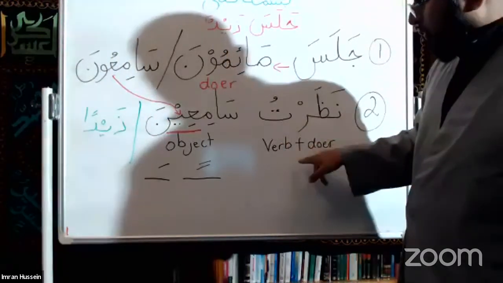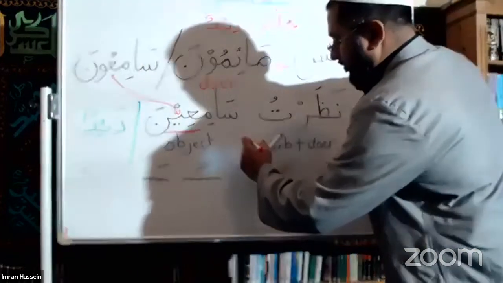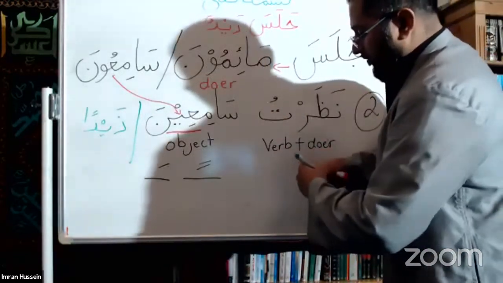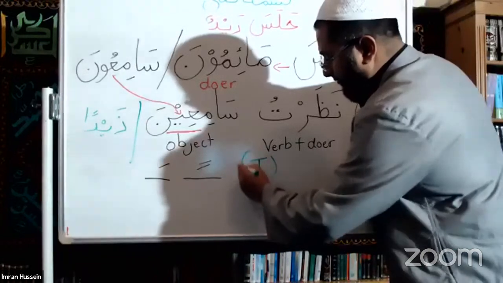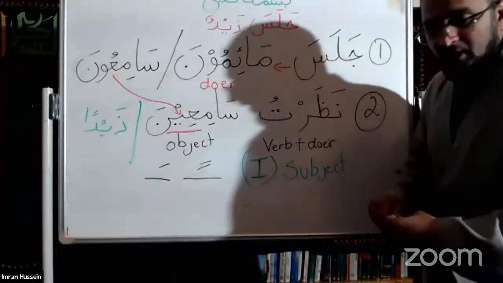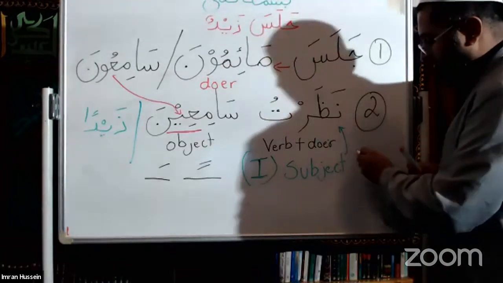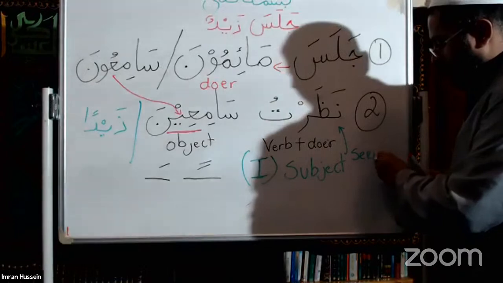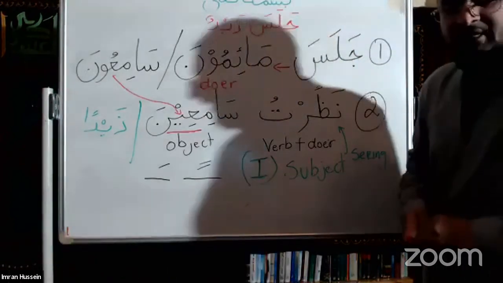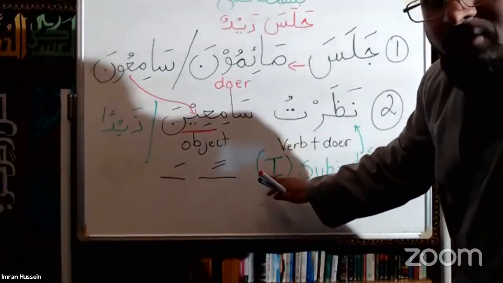In nadartu, I saw, what is the verb? This is the verb. And who did the action of seeing? Nadartu is I. I is the subject. Is that clear now? Subject meaning the person who did the action of seeing. The action of seeing was done by I. Is that clear so far? Yes, clear. I did the action of seeing.